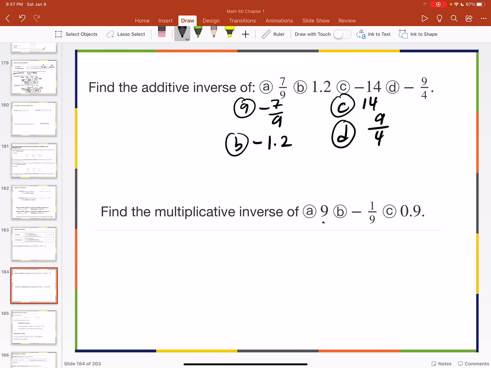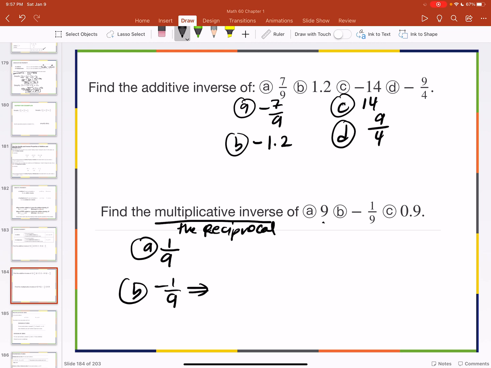Now, multiplicative inverse, that just means the reciprocal. When you multiply a number by its reciprocal, you get back to 1. So that's what I want. What's the multiplicative inverse, aka the reciprocal, of 9? Well, that's just 1/9. What about B, negative 1/9? Well, the multiplicative inverse is going to be its reciprocal, so negative 9 over 1, or just negative 9. So C, you have 9/10. What's the multiplicative inverse? It's going to be 10 over 9.